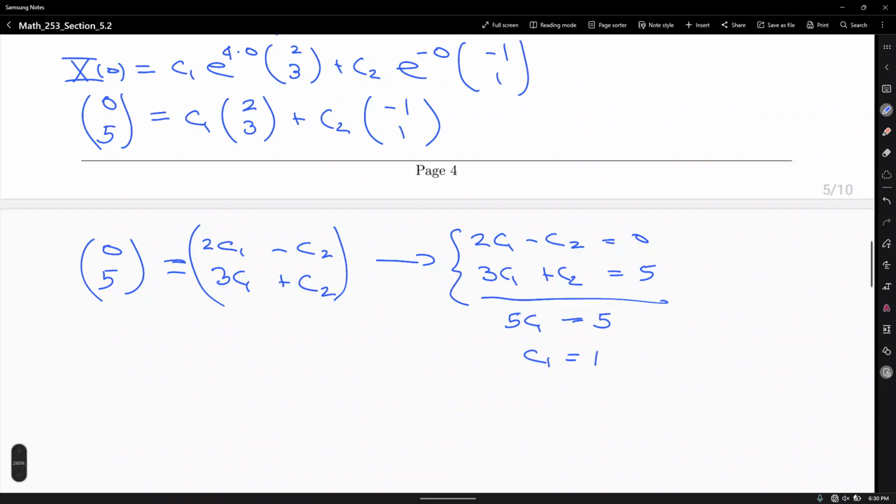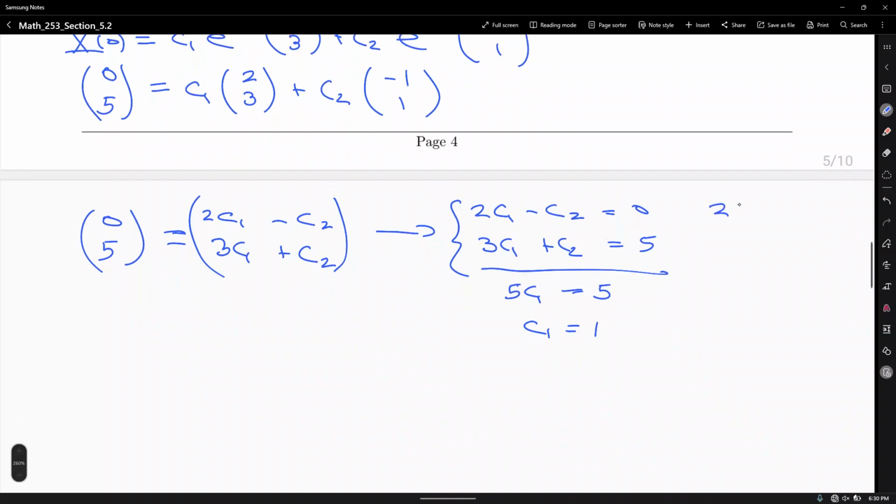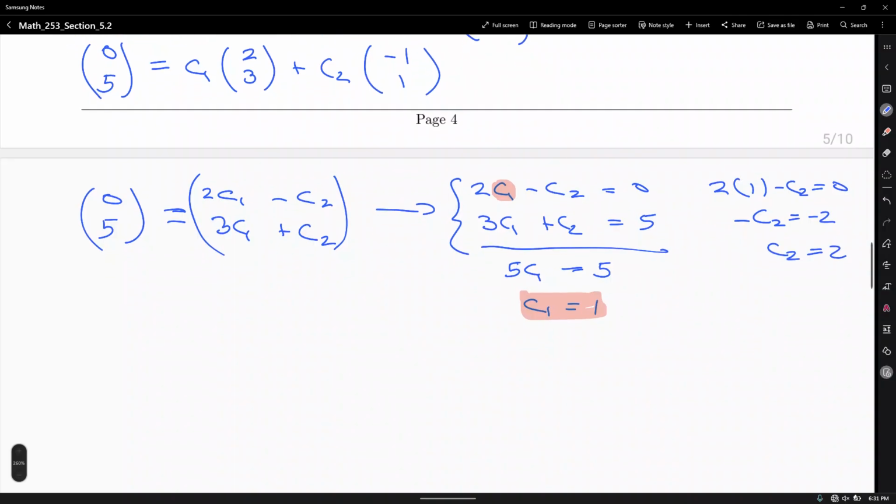To get C2, just substitute C1 into any of the equations. I'm going to do the first equation, 2 times C1, which is 1, minus C2 equals 0. That means negative C2 equals negative 2, and C2 equals 2. And guys, we have the initial value problem solved.